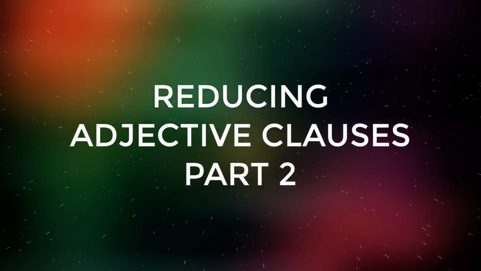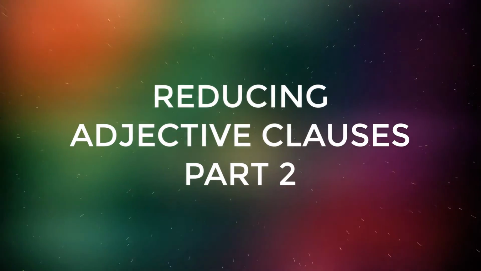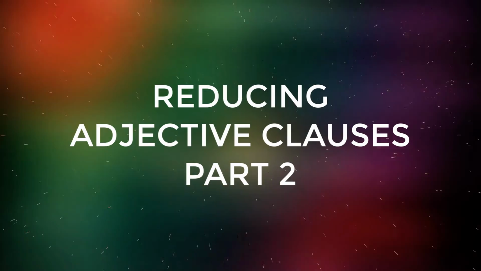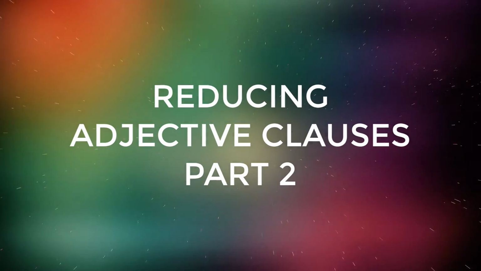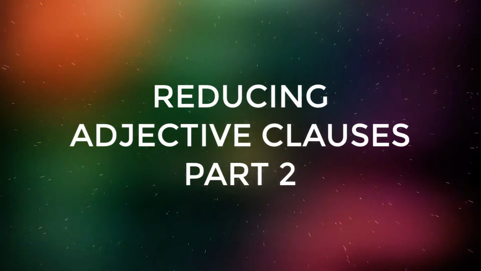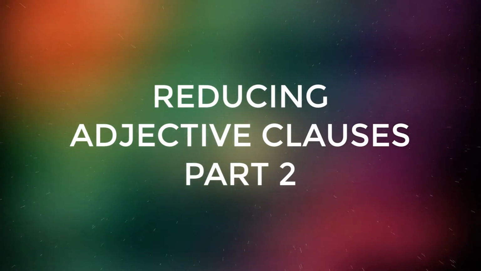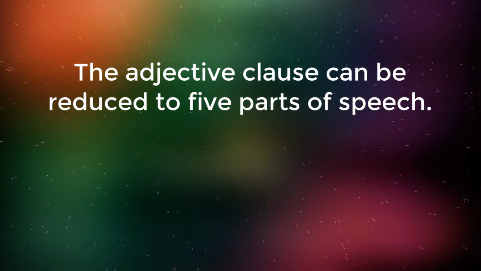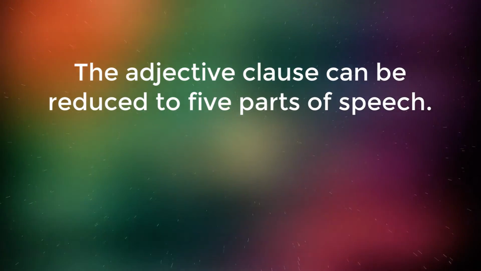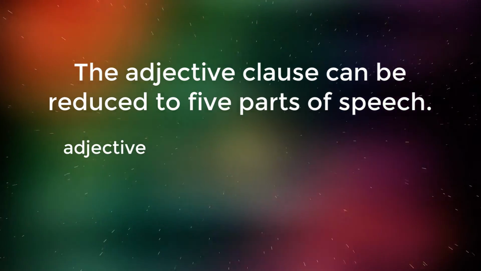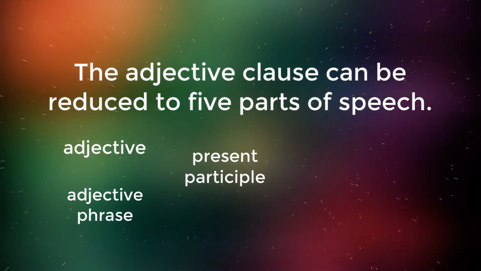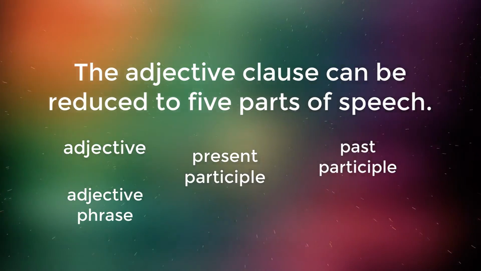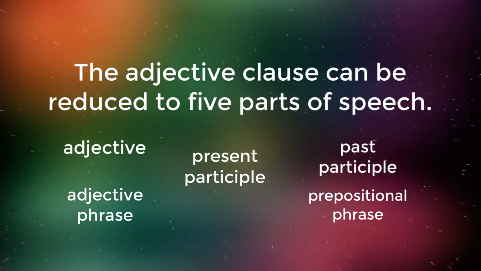In today's lesson, we are going to take an in-depth look at the different ways you can reduce the adjective clause, as well as when you should not or cannot reduce the clause. Let's begin. There are basically 5 ways you can reduce the adjective clause. The adjective clause can be reduced to an adjective phrase, a present participle, a past participle, and a prepositional phrase.